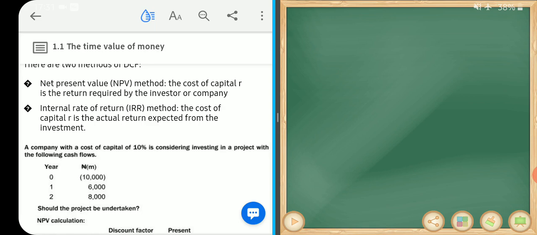This is just an introductory class, so we'll just look at what NPV is all about. Then in future classes we go deeper into each of them. Now look at this question.